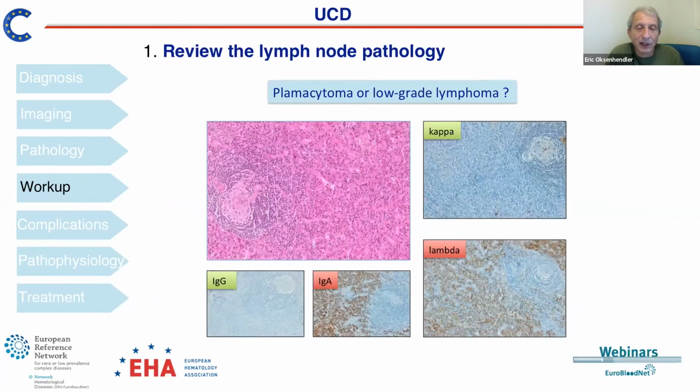The second diagnosis is plasmacytoma or low-grade lymphoma. And this is important to discuss when you face a case with intense plasma cell infiltration in the interfollicular area. The plasma cells look usually normal, but still you have to systematically perform immunohistochemistry, both for the heavy and light chain. And you can see in this case, for example, monotypic restriction of the expression of the surface immunoglobulin, in this case, IgA lambda.